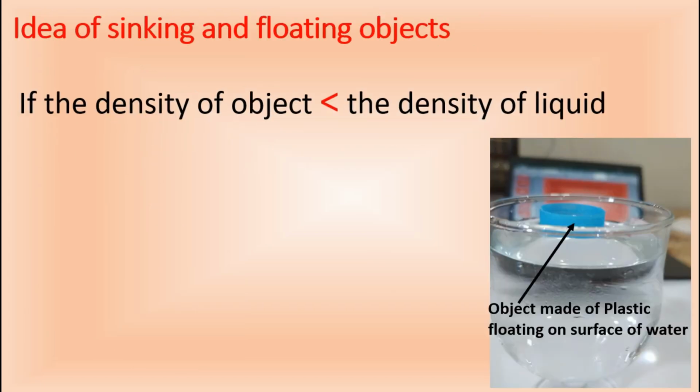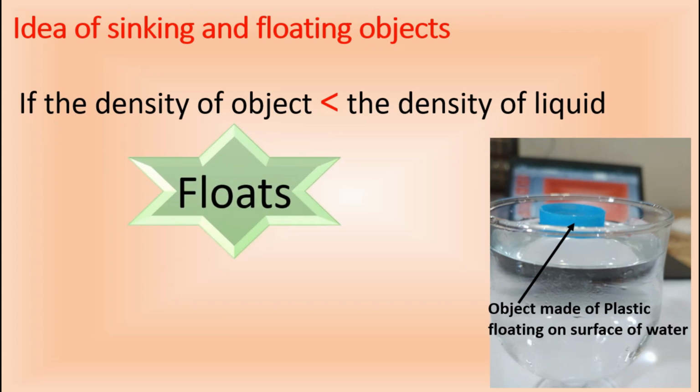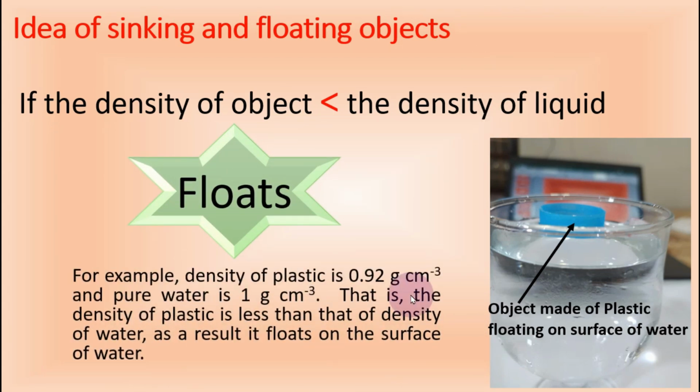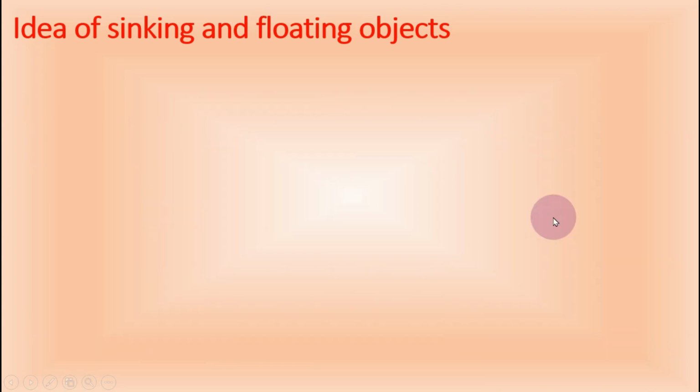Number one, if the density of an object immersed in a liquid is less than the density of the liquid, then it floats on the surface of the liquid. For example, the density of plastic is 0.92 grams per centimeter cube and that of pure water is 1 gram per centimeter cube. It means that the density of plastic is less than the density of water. As a result, it floats on the surface of water.